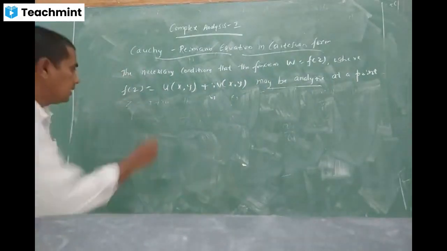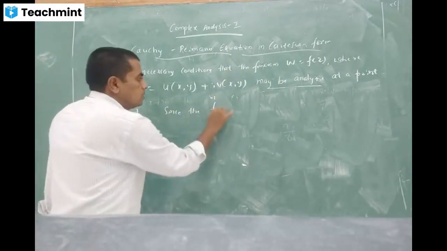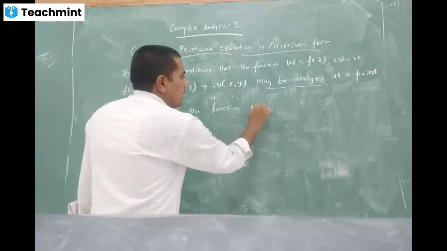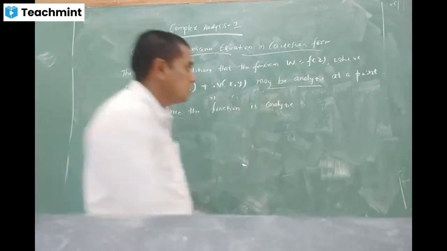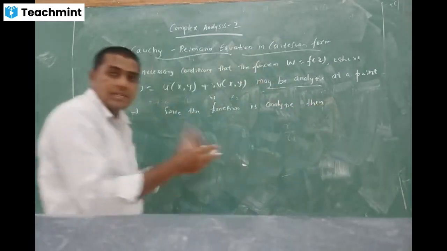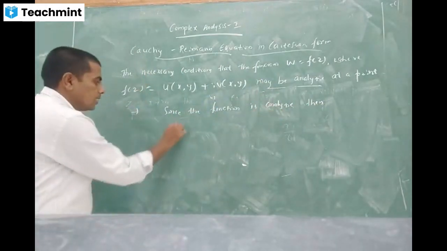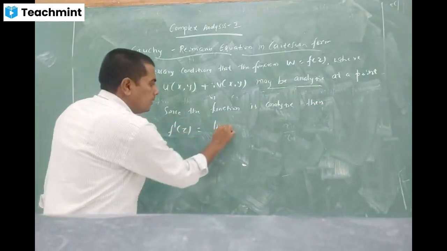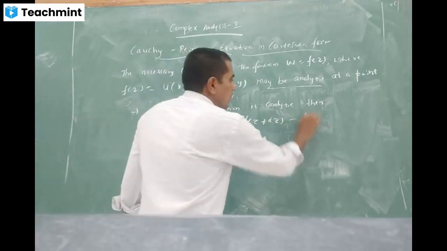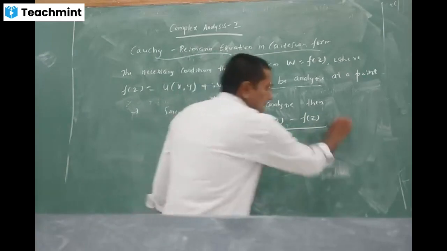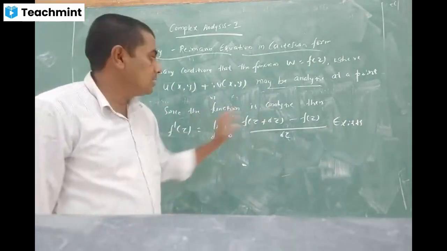With respect to the statement I'm writing here: since the function is analytic from the hypothesis, then f dash of z, the derivative, is equal to limit delta z tends to 0 of f of z plus delta z minus f of z divided by delta z, which exists. Right? The derivative exists since the function is analytic.